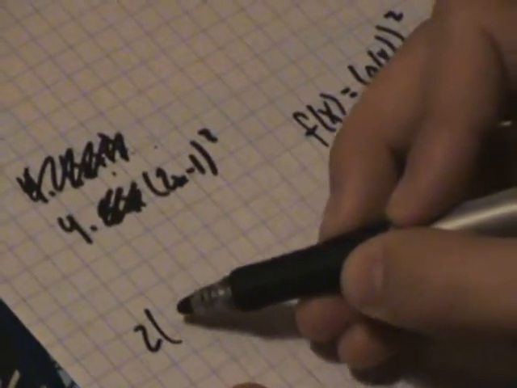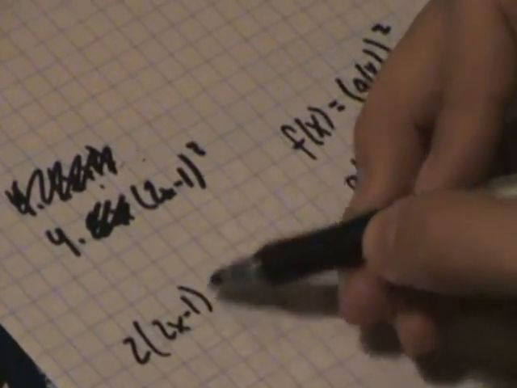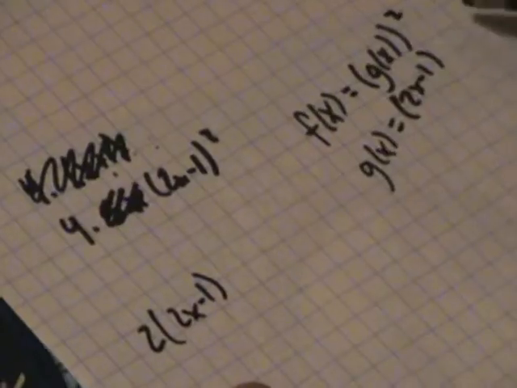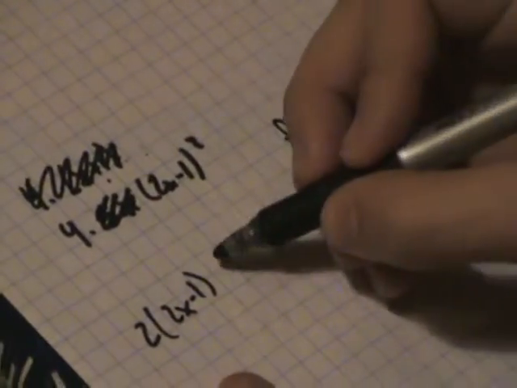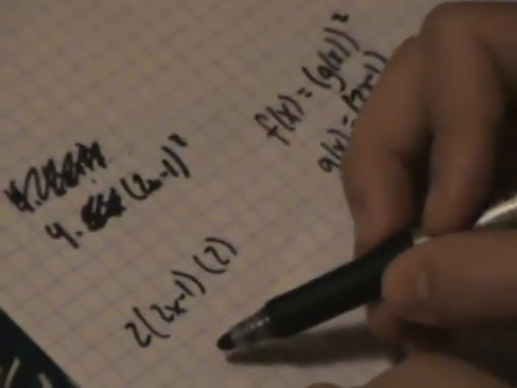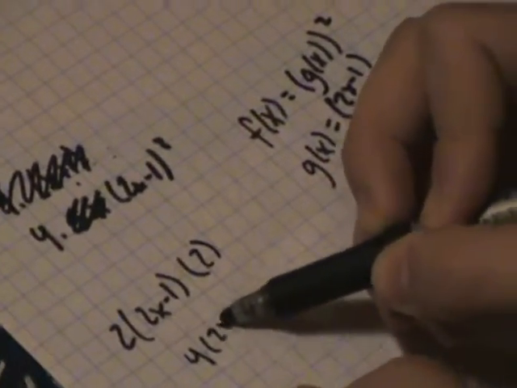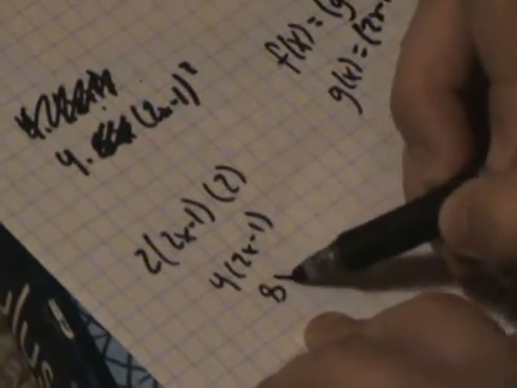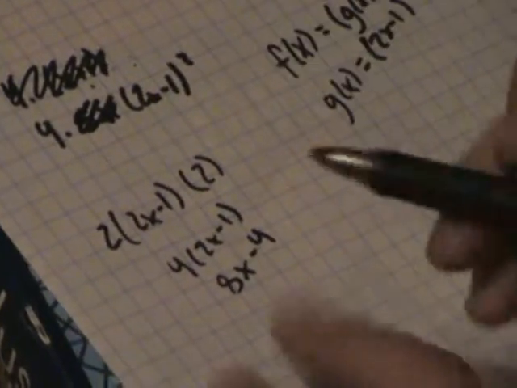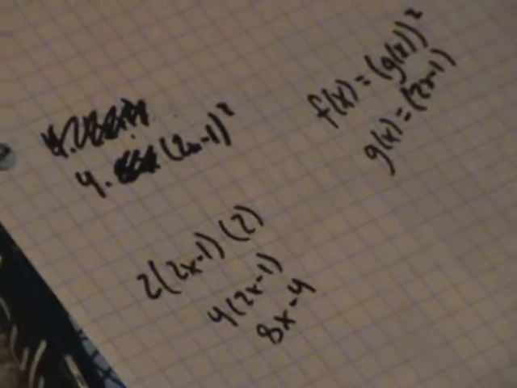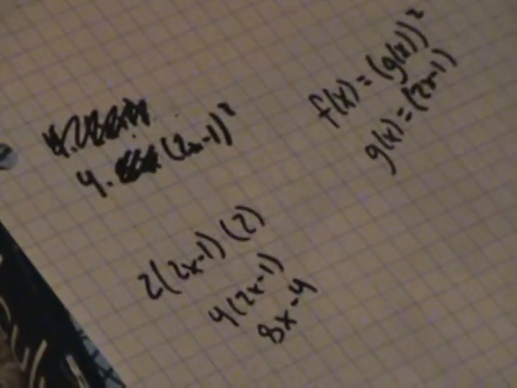So doing our power rule, we get 2 times 2x minus 1 being g of x. And then 2 minus 1 is 1. So you don't have to put anything there. Times g prime of x, which is equal to 2, knowing our power rule. Multiply this all out together, you get 4 times 2x minus 1, which becomes 8x minus 4. And that is the derivative of 2x minus 1 squared using the chain rule.